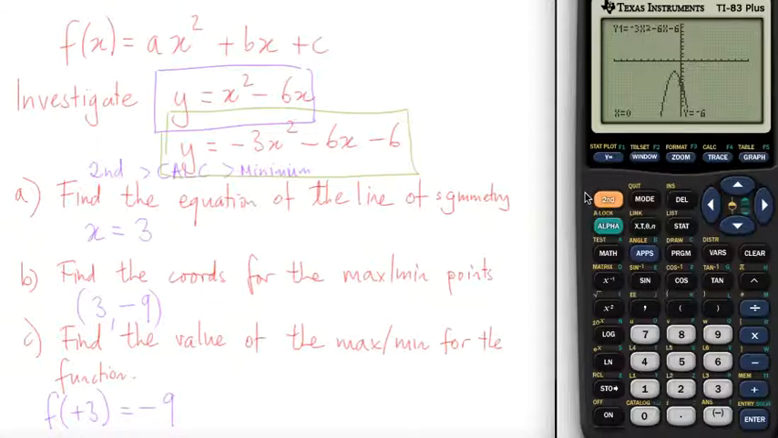And it looks like this one actually has no roots. It never actually goes through the x-axis, but it still has a line of symmetry. It still has a maximum. So we have to find the x value of the maximum, and then that will be our x equals, our line of symmetry.